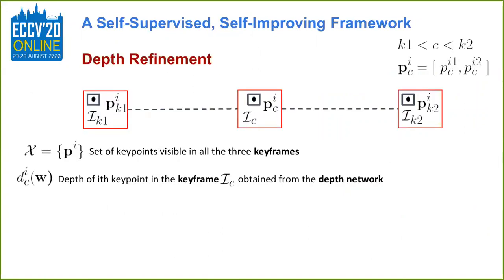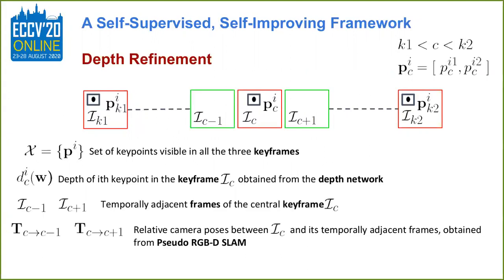We select 3 keyframes obtained from the pseudo RGB-D SLAM. Let chi be the set of key points visible in all the 3 keyframes. These are common tracked points obtained from SLAM. D_i^C denotes the depth of the ith point in the central keyframe obtained from the depth network. I_{C-1} and I_{C+1} are the 2 temporally adjacent frames of the central keyframe. T_{C→C-1} and T_{C→C+1} denote the relative camera poses between the central keyframe and its temporally adjacent frames.